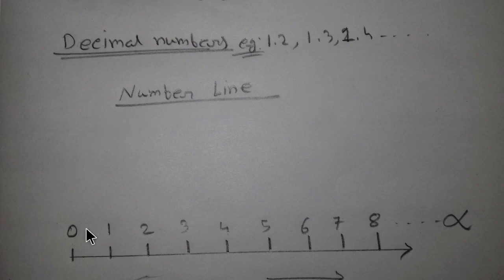Here you can see I have expressed the numbers with the help of a number line. This is the number line which is expressing whole numbers starting from 0, 1, 2, 3, 4, 5, 6, 7, 8 up to infinity. It will be continued.